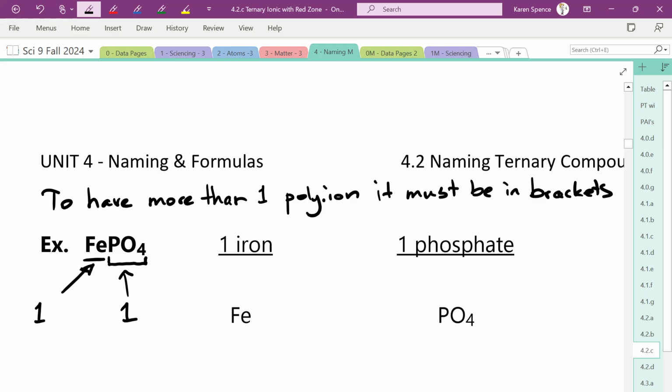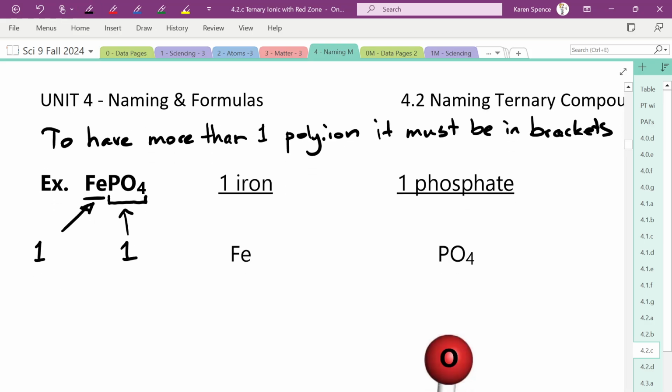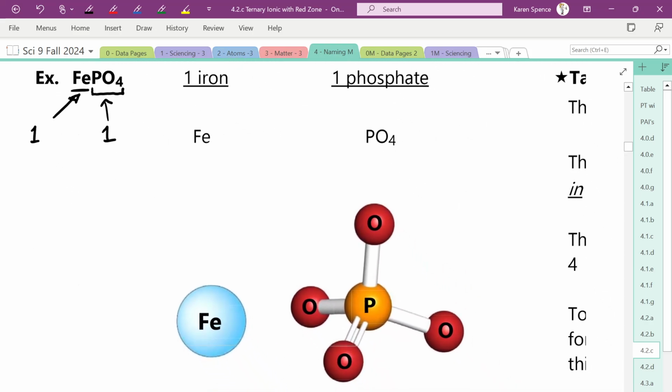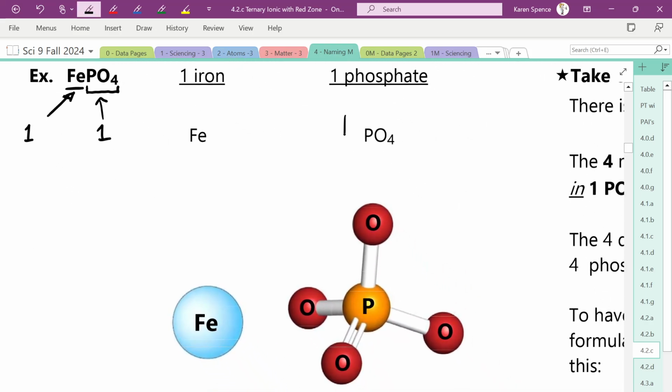So if I just have one, then what the heck is that 4 doing there? What is that 4 telling us? It's not telling us there's 4 of that polyatomic ion, William. It's telling us there's 4 oxygens. So if we actually look at a little picture of PO4, you can see there's a P with 1, 2, 3, 4 O's attached. So we have one iron and we have one PO4. So if we write out our ions, we have Fe and we have PO4.